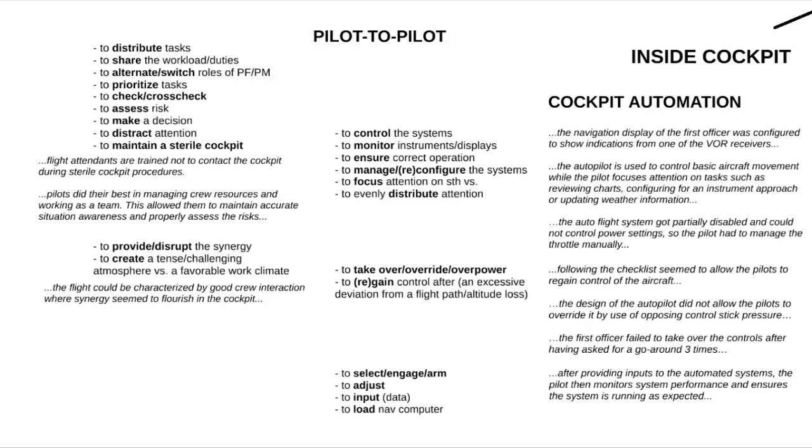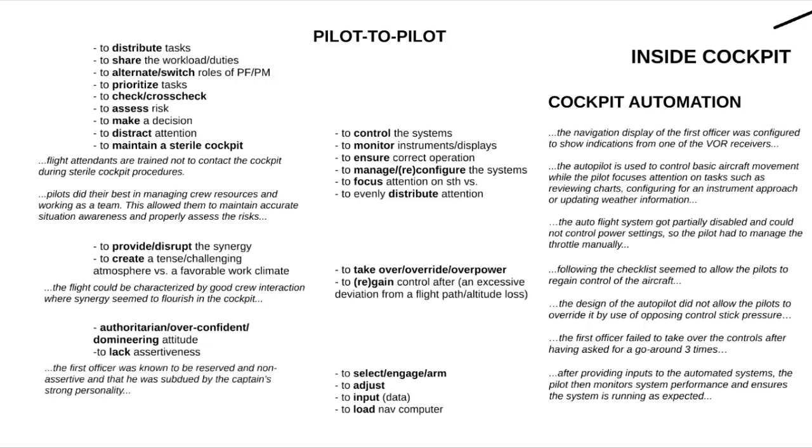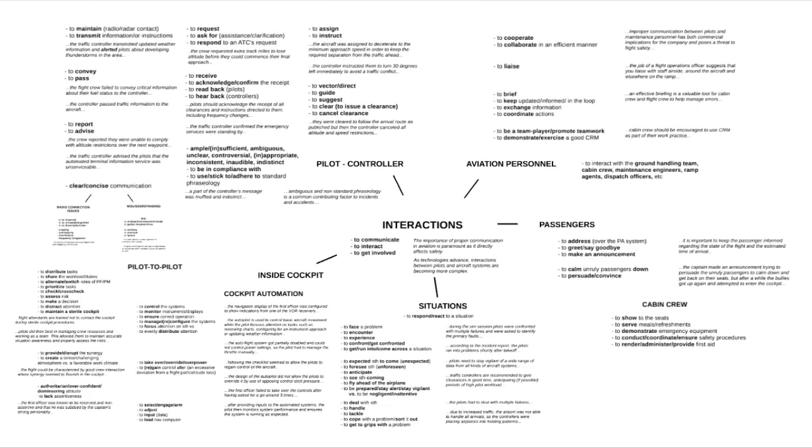Problems start when the captain's attitude is too authoritarian, or overconfident or domineering, or when the first officer in his or her turn lacks assertiveness. For example, the first officer was known to be reserved and non-assertive, and that he was subdued by the captain's strong personality. Alrighty, it seems like we've got ourselves another tangible portion of vocabulary.